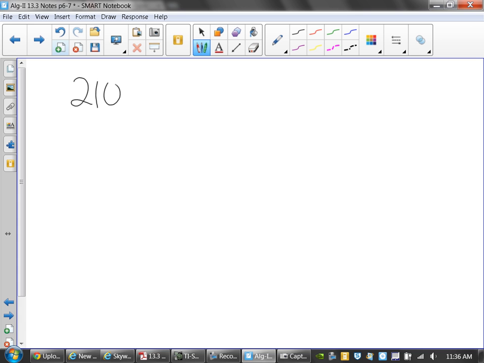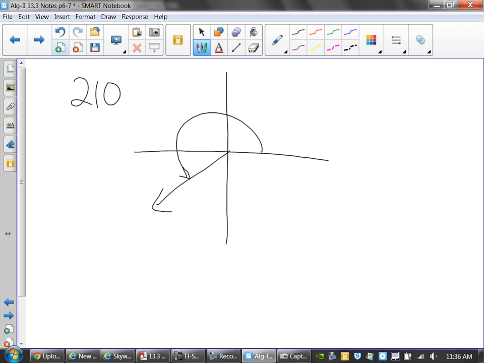210. Everybody agree? So if I'm at 210, I'm coming around past 180. How many more degrees is that than 180? 30. So how far is it off of 180 degrees? 30.